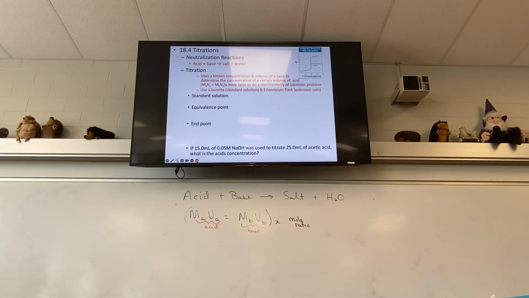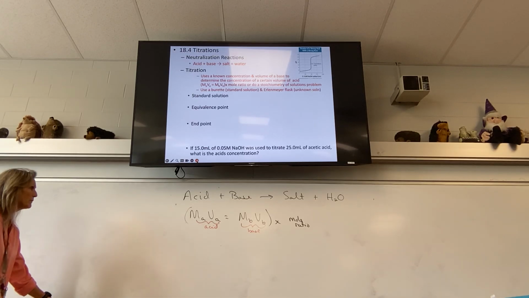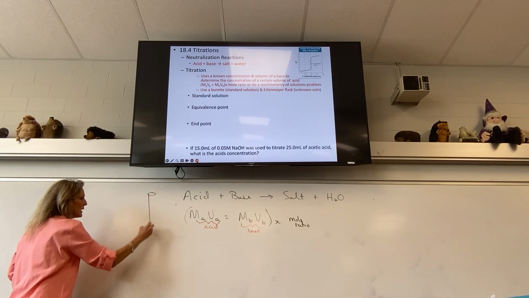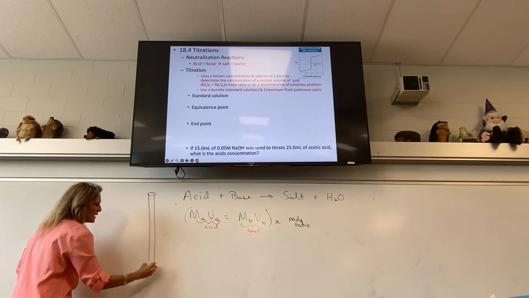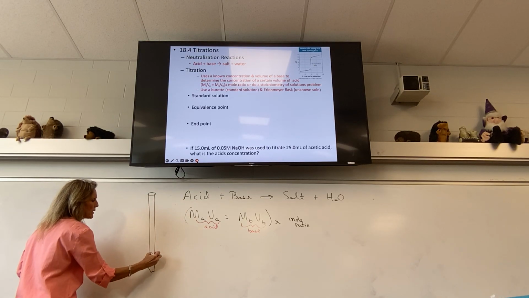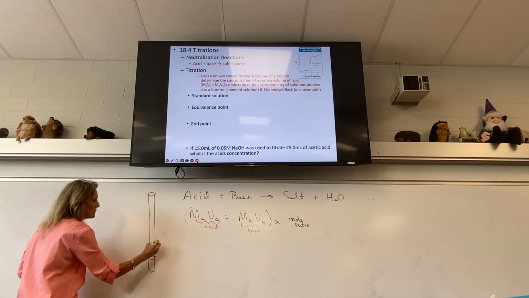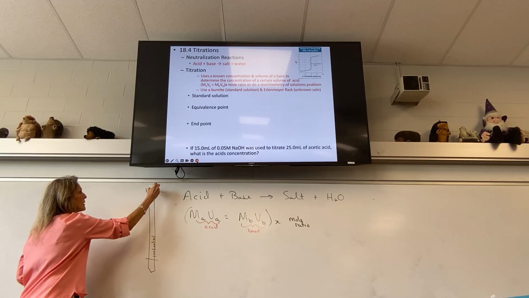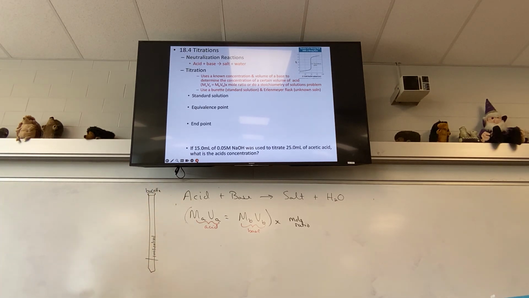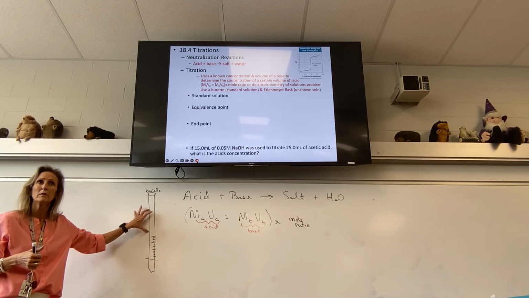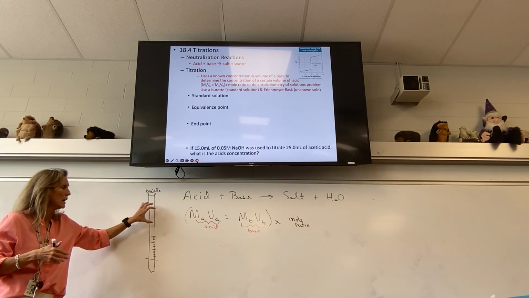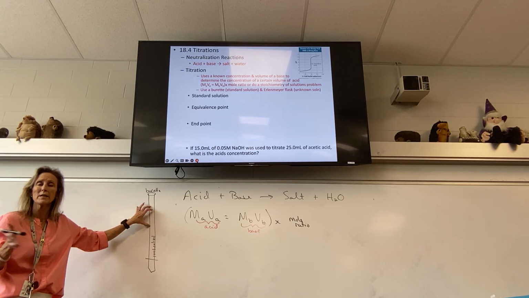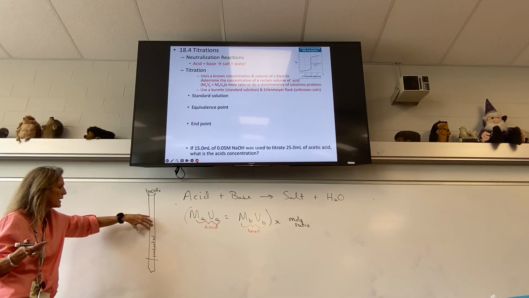So the instrument that we use to do this is what we call a burette. So a burette is this long, skinny glass tube that has measurement markings on it. So this is our burette. And that's what we put this solution that we know the concentration of. So in the lab, this is what the base is going to go in. We know exactly what the concentration is of the base. We'll put that in the burette.